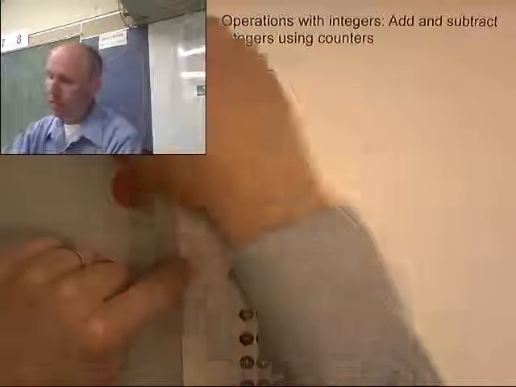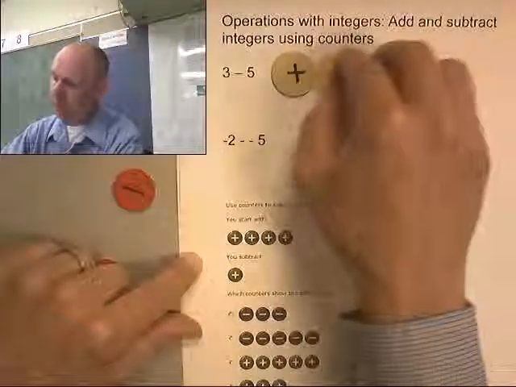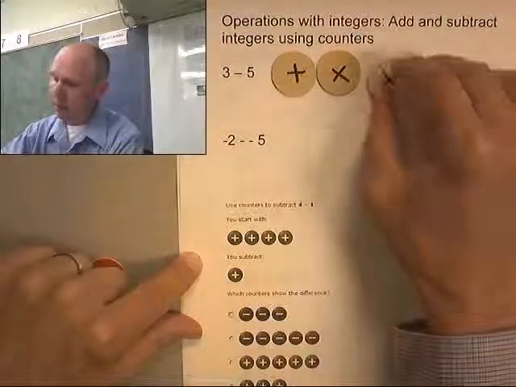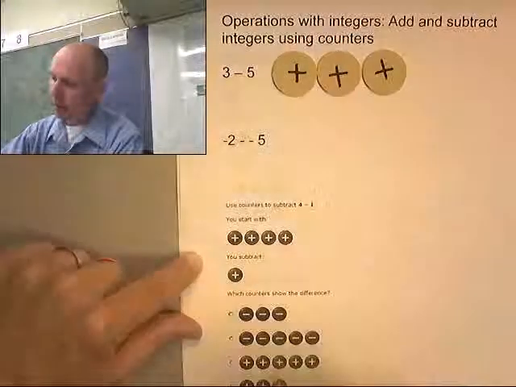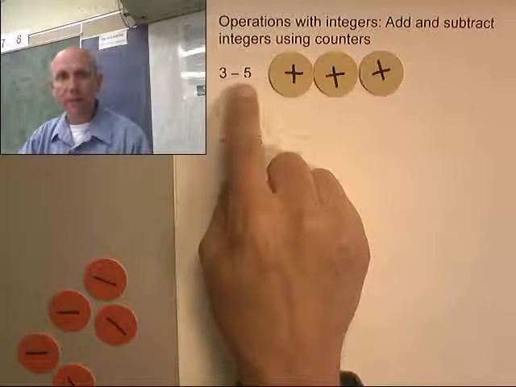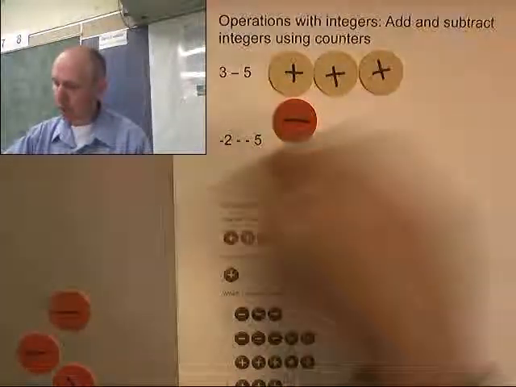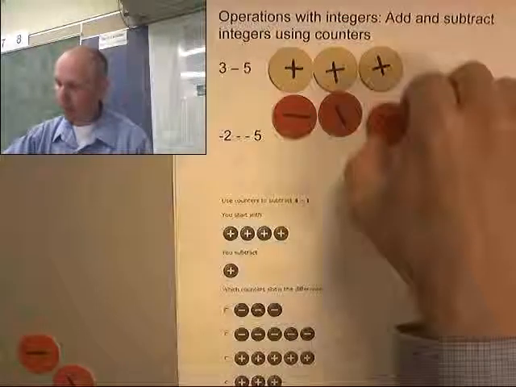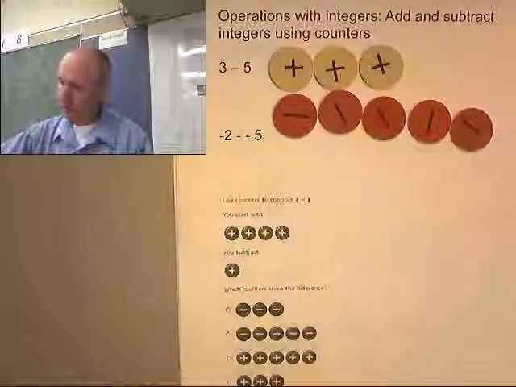I have 3 minus 5. Well, 3 is a positive number, so I have a positive, and a positive, right? And I have negative 5, so that's a bunch of negatives, right? I have 5 negatives, so negative, negative, negative, negative, negative.